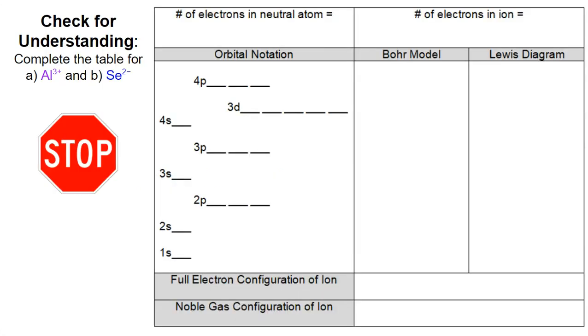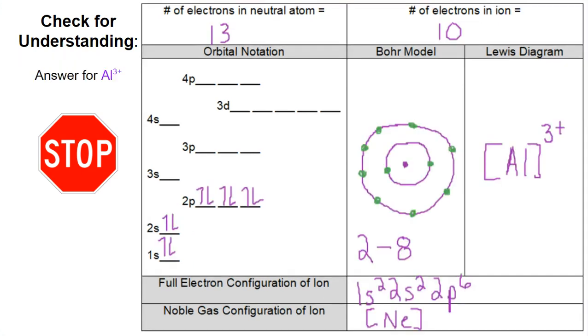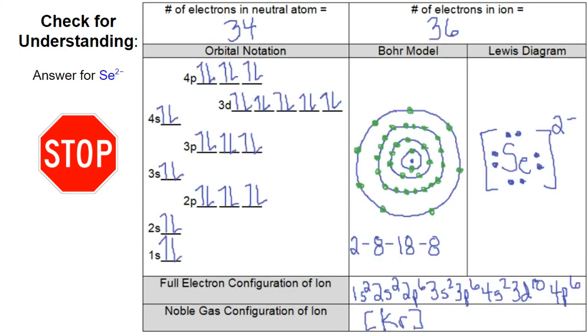All right, so now at this point, we are ready to have you stop the video, work these out, and then come back and check your answers. Now that you've had an opportunity to work these out, please pause the video again and check your answers. Make sure they match the answers I have here for the aluminum ion. And go ahead and pause the video again to check your answers for the selenide ion, selenium with a 2 negative charge.